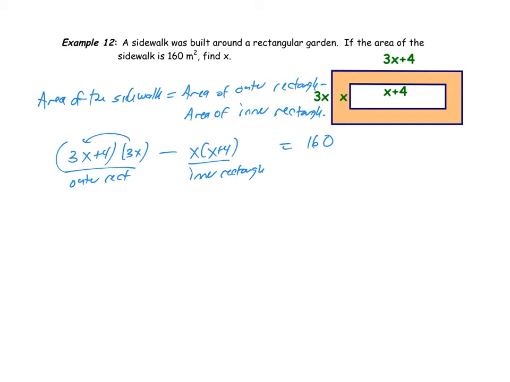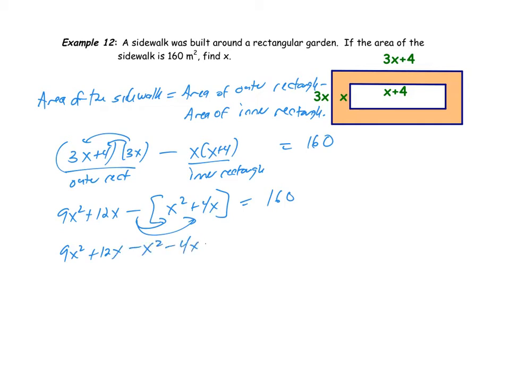So we'll distribute 3x to 3x and 4. So we're going to get 9x squared plus 12x minus, and we'll distribute x to the quantities x and 4, minus x squared plus 4x is equal to 160. Now we need to distribute the negative to both of the terms in the brackets. So 9x squared plus 12x minus x squared minus 4x is equal to 160. And now we'll combine like terms. So 8x squared plus 8x equals 160.